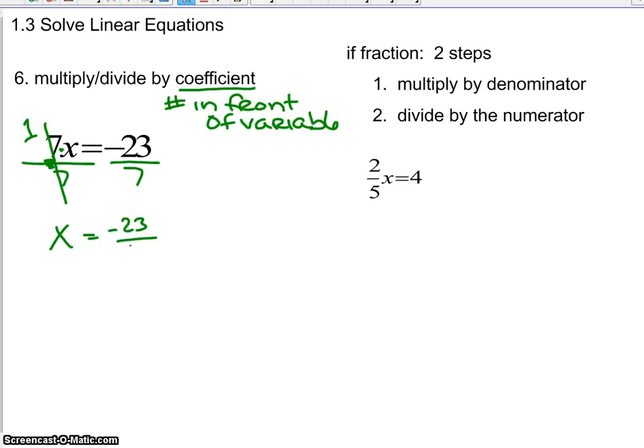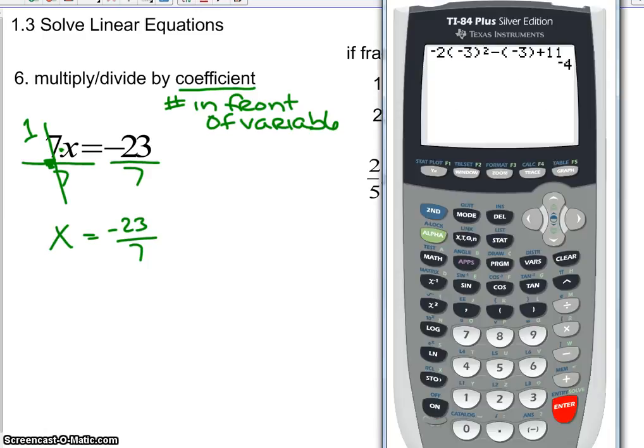Now, if you end up with a fraction here, just leave it as a fraction. You can always look at that in your calculator, 23 divided by 7. You get a decimal. Don't round it off, it's better to leave it as a fraction.